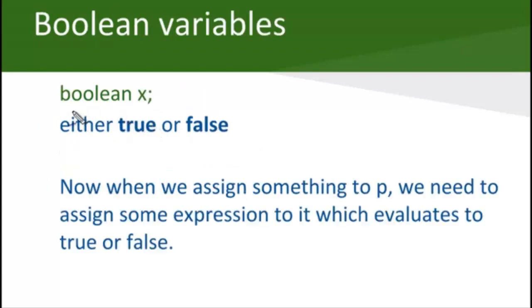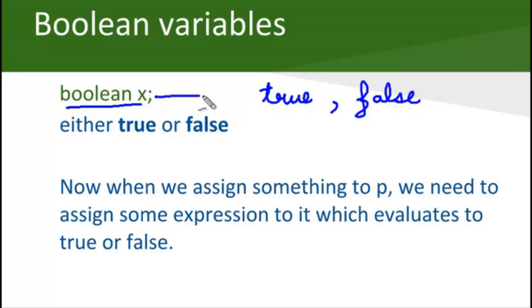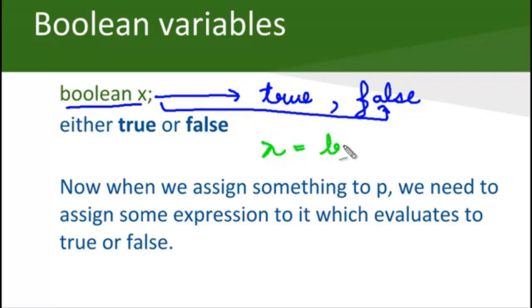Boolean variables, as we saw in the variable slide, basically are assigned either true or false. So a Boolean variable x will either have the value true or have the value false. So you can directly assign these values by writing, say, x is equal to true or x is equal to false.